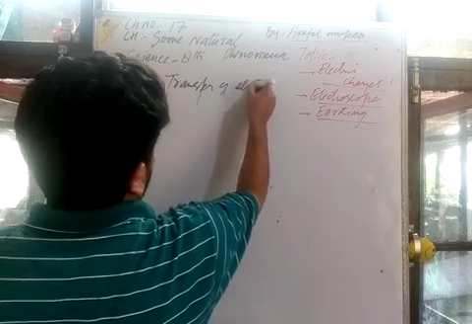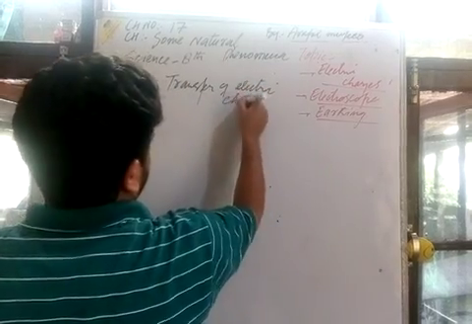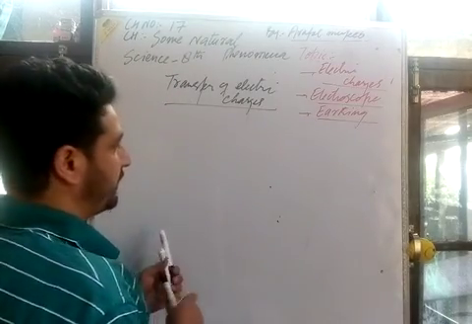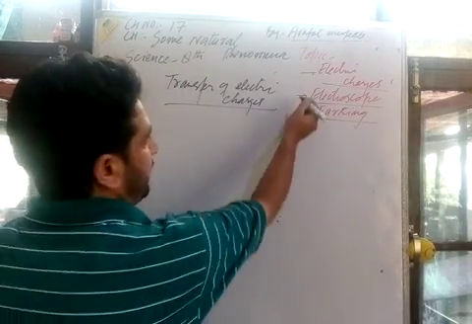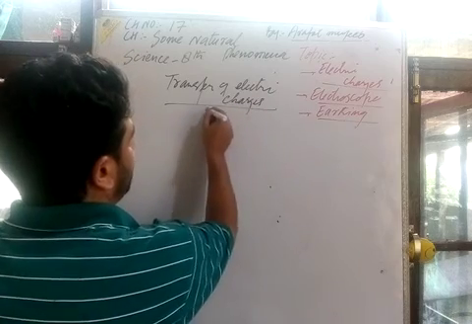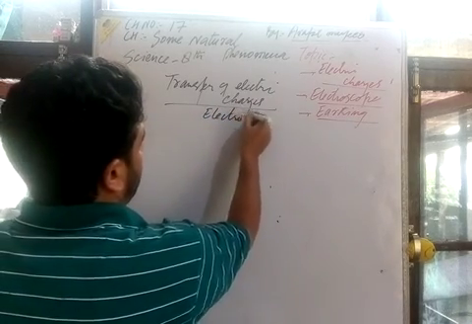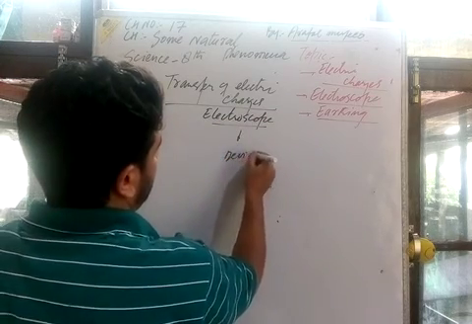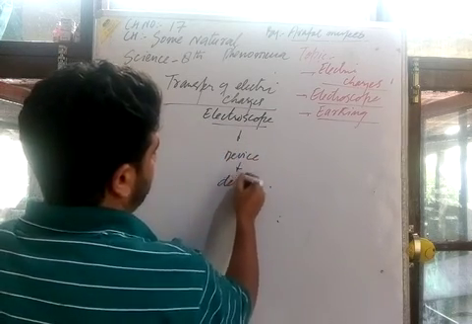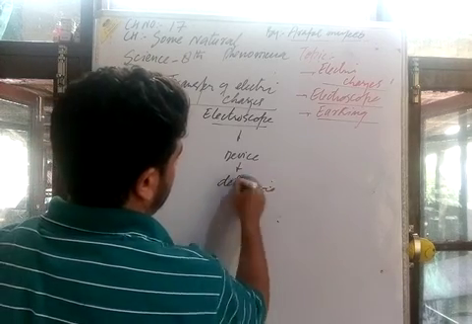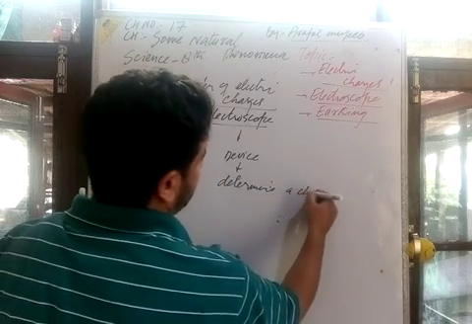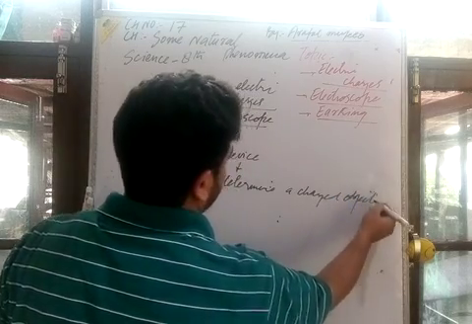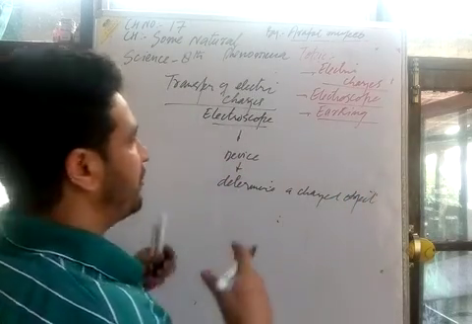Transfer of electric charge. You know this device, I will show it here. What do you mean by an electroscope? An electroscope is a device with which we determine a charged object, whether it is positively charged or negatively charged.